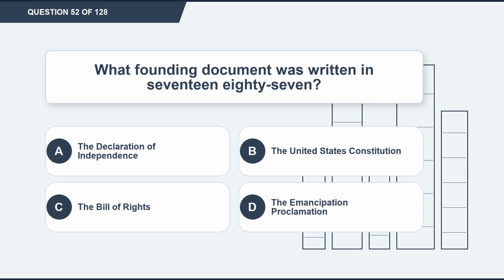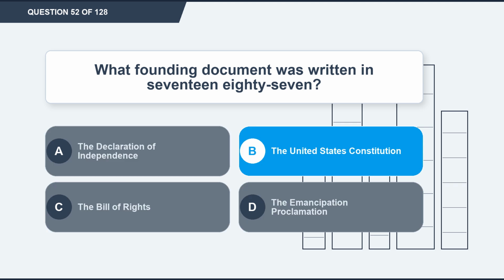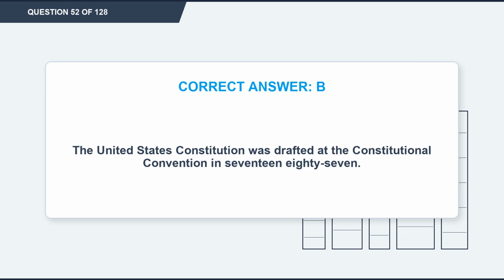Question 52. What founding document was written in 1787? Option A, the Declaration of Independence. Option B, the United States Constitution. Option C, the Bill of Rights. Option D, the Emancipation Proclamation. The correct answer is option B, the United States Constitution. Explanation. The United States Constitution was drafted at the Constitutional Convention in 1787.